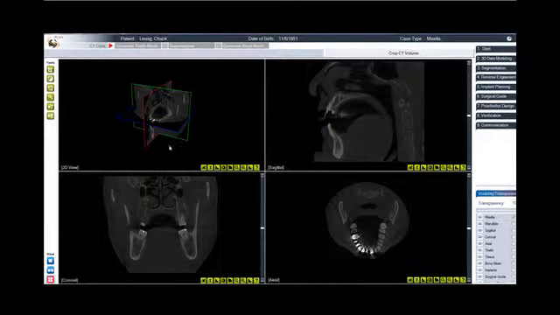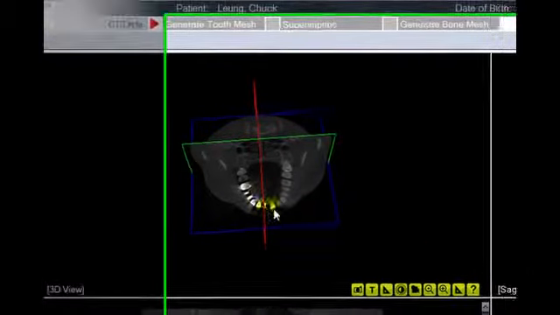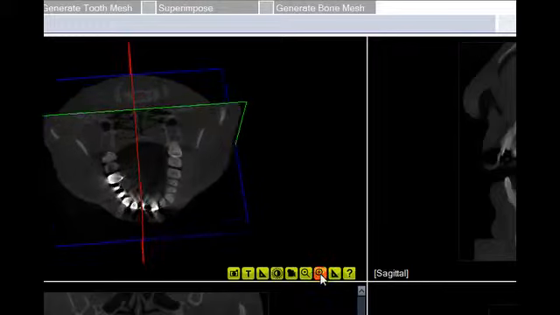This is the treatment plan, and if we look at the 3D view of the 3D data right here, we're going to notice that there's quite a bit of metal crowns on the right side of the patient's mouth, which is going to generate a lot of scatter. We can see where the scatter is.